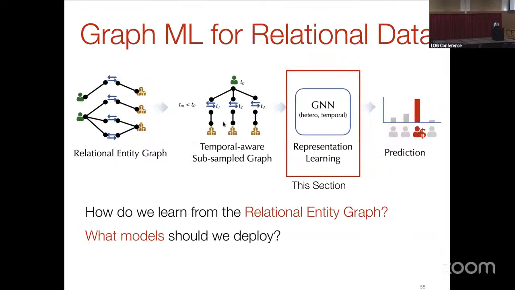As we saw before, we have converted the data to a graph, the relational entity graph, and then we also take some temporal sampled subgraph. We'll see that in a bit. And then we have a representation learning model, such as GNNs, and then we can use that to do our forecast on some task, right? So basically, which models can we deploy, and which type of model can handle all the challenges?